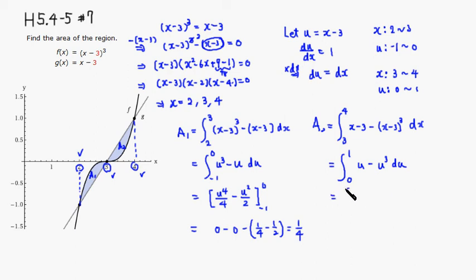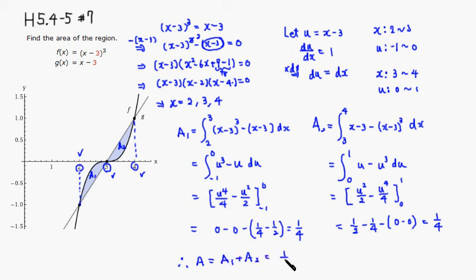Going through the antiderivative, the antiderivative of u is u squared over 2, and the antiderivative of u cubed is u to the 4th over 4, from 0 to 1. Plugging in, this is 1/2 minus 1/4 minus 0 minus 0, which is 1/4 again. Therefore the area we're looking for, A, is A1 plus A2, which is 1/4 plus another 1/4, which is 1/2. So this is the area.